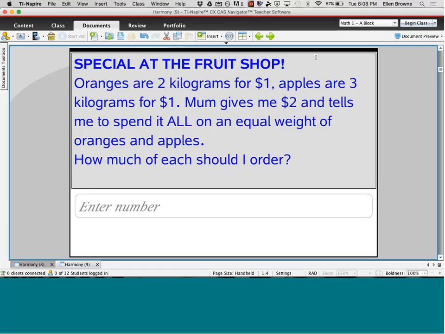These problems, you don't really appreciate how sneaky and nasty they are until you actually have a go, because on first sight you think, well, that's pretty easy. Your initial instinct is to go for the arithmetic mean. So 2.5. I'd order 2.5 kilos of each. 2 kilos of oranges for $1 and 3 kilos of apples for $1. But of course, that's going to be more than the $2 that Mum gave me. So it can't be 2.5, it's going to be less than 2.5.